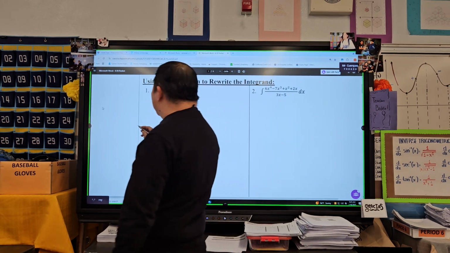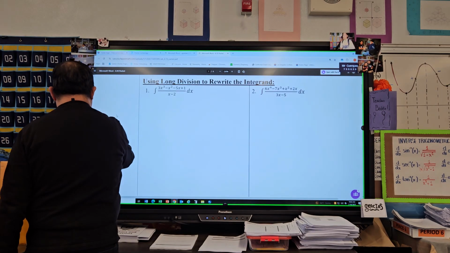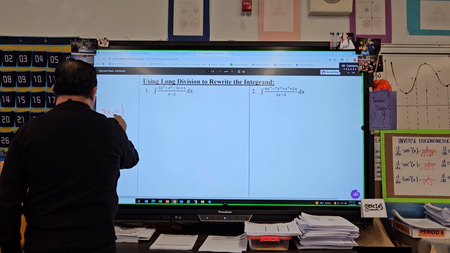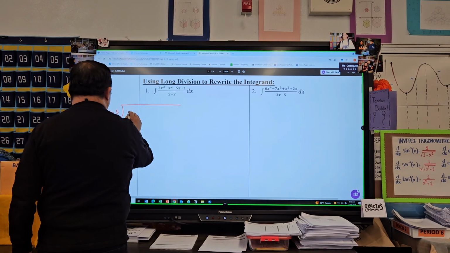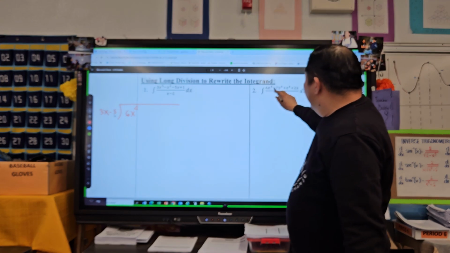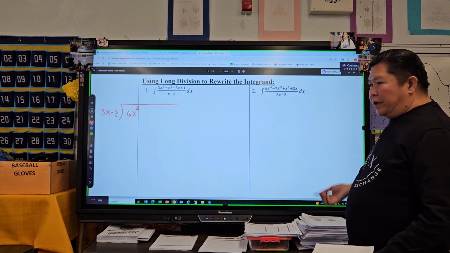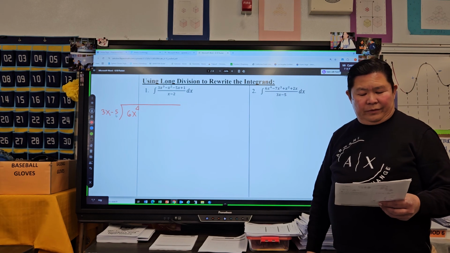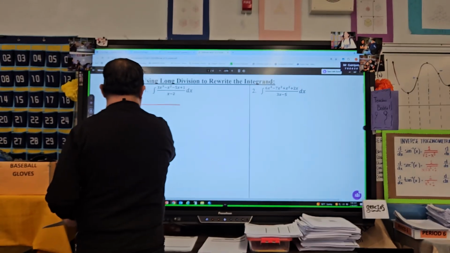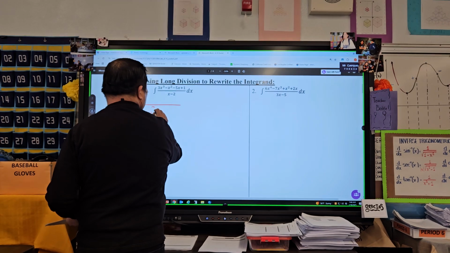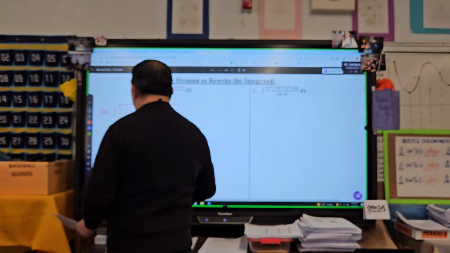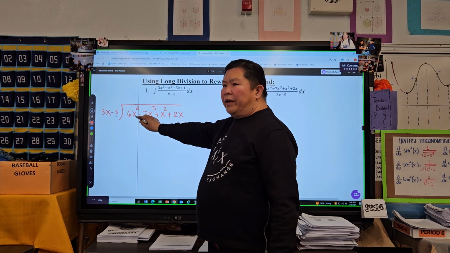Okay, first, you divide 3x minus 5 into 6x to the power of 4. Now look at this: 4, 3, 2, 1. The power is arranged, right? So we have 6x to the power of 4 minus 7x cubed plus 3x squared plus 2x. Now, what is the coefficient right here?